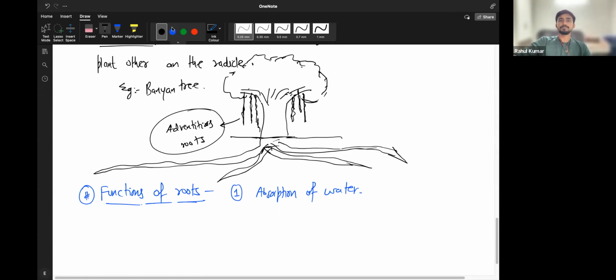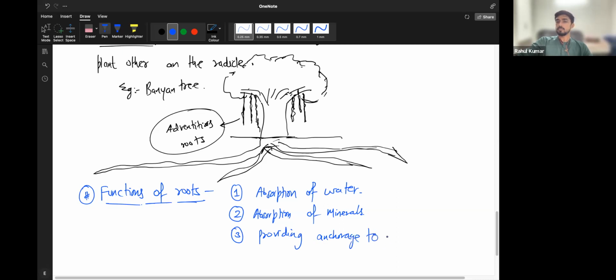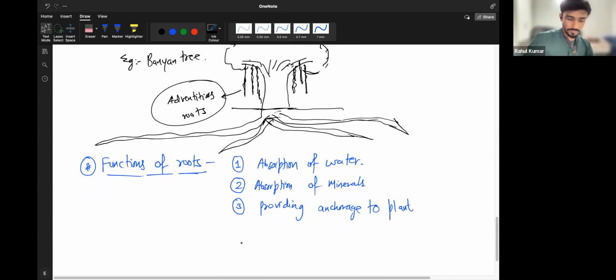What are the other functions? Absorption of minerals. Third is providing anchorage to plant. Okay. And what are the other functions? Can you think of any other function apart from these?